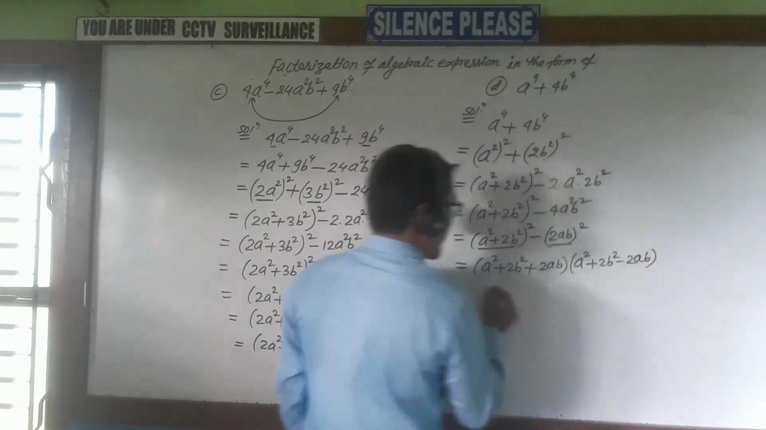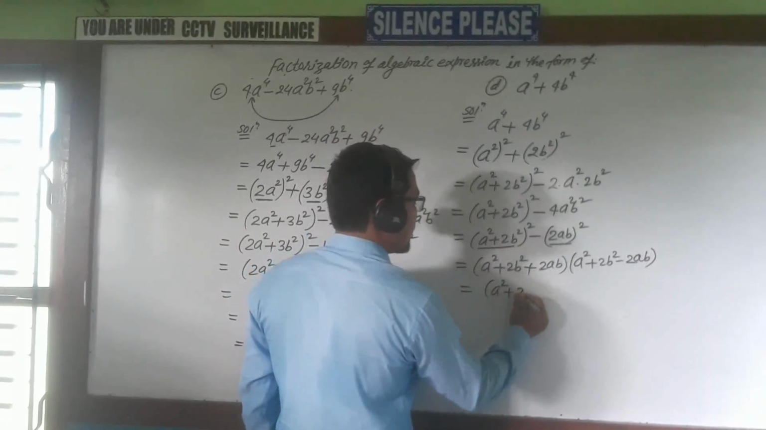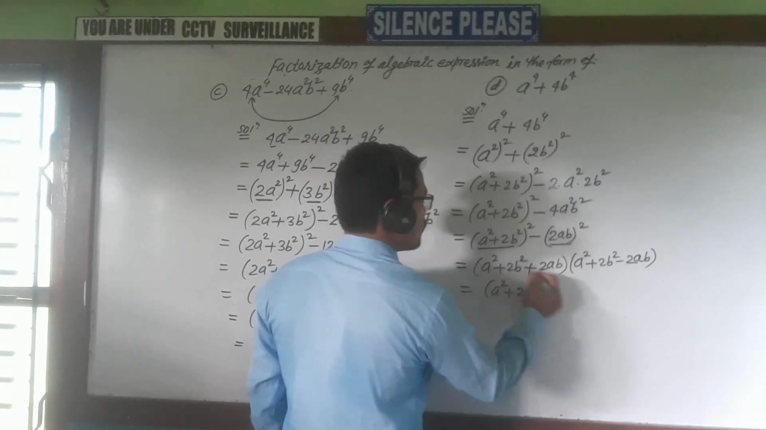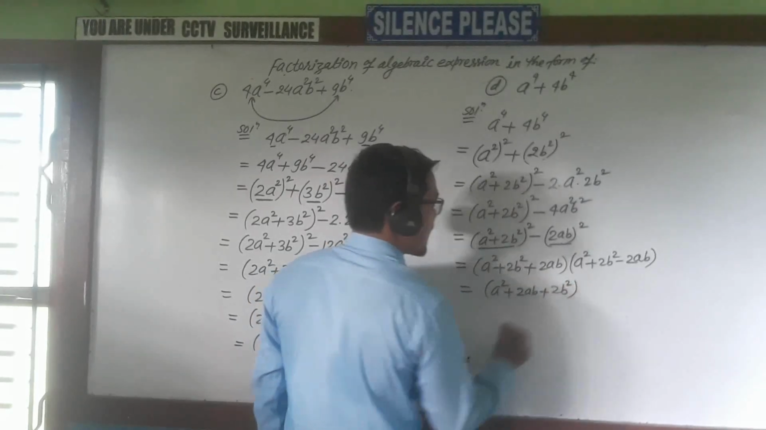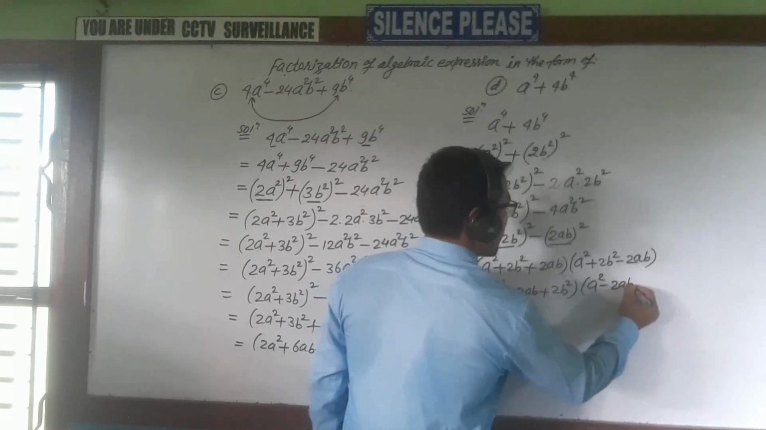So this we can arrange it. Let's arrange a square plus 2ab, we have to write in the middle, 2ab plus this 2b square. I will write a plus. Similarly here, a square minus 2ab.